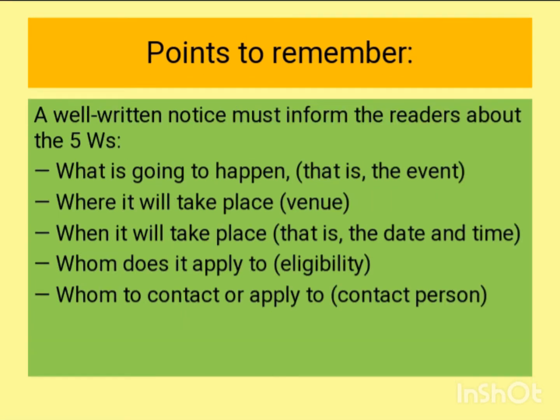A well written notice must inform the readers about the 5 W's. First one, what is going to happen? That is the event. Second one, where will it take place? That is the venue. Third one, when will it take place? That is the date and time. Fourth one, whom does it apply to? That is the eligibility. And last one, whom to contact or apply to? That is the contact person.